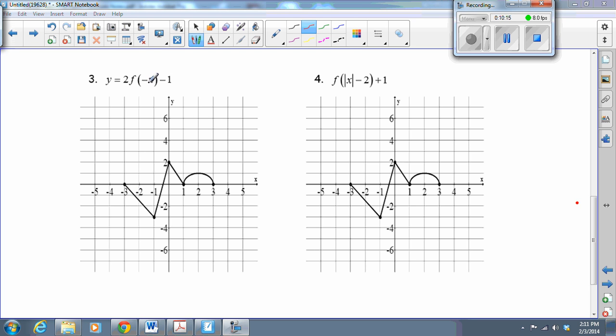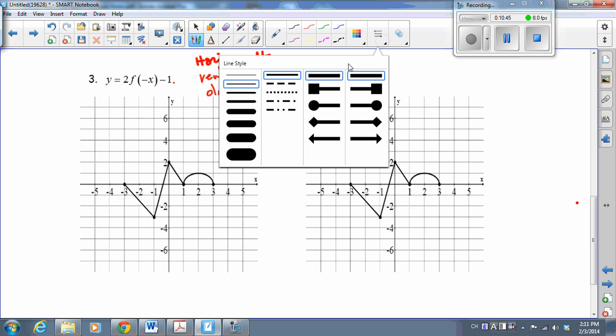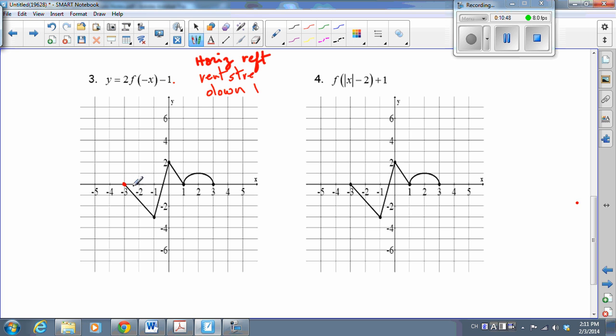First thing is, looking at this, I know that with the negative inside, I have a horizontal reflection. Beside the horizontal reflection, I also have, with the 2 in front, a vertical stretch. And the 1 on the outside is going to go down 1. Let's go ahead and go step by step. It might get a little messy. Once again, the points that we worry about are these points.